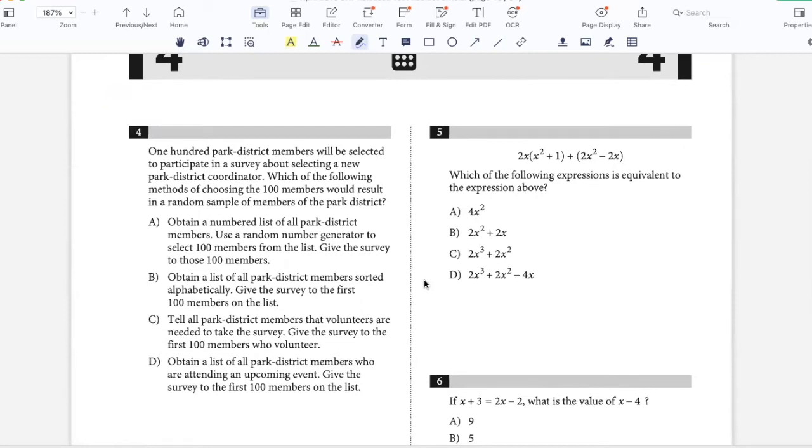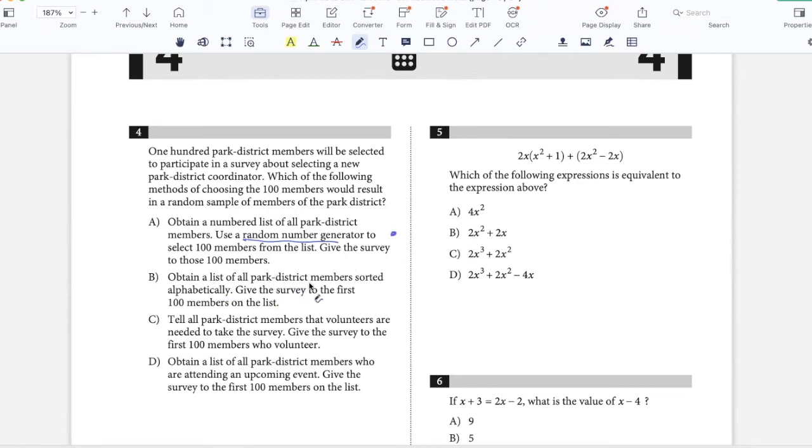100 Park District members will be selected to participate in a survey about selecting a new Park District coordinator. Which of the following methods of choosing the 100 members would result in a random sample of members? Obtain a numbered list of all Park District members. Use a random number generator to select the 100 members. Give the survey to those 100 members. Yeah, so a random number generator would definitely give you a random sample.